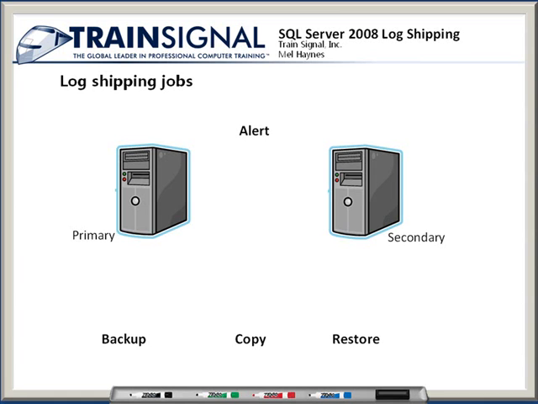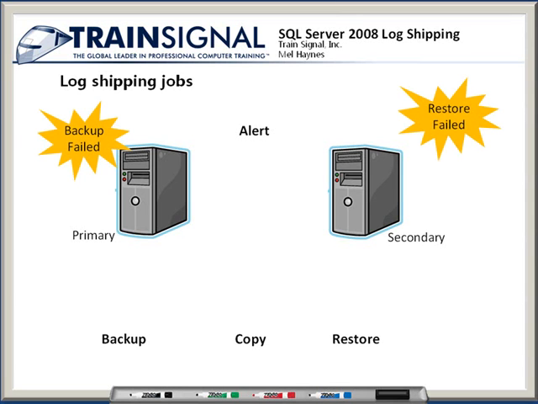Now, your alert can fire in various places. So, for example, if you're not using a monitor, backups are handled by the primary, restores are handled by the secondary, and the alerts will fire in those locations. Backup alert will fire over on the primary. Your restore failed alert will fire over on the secondary.